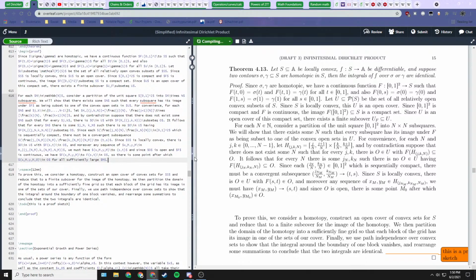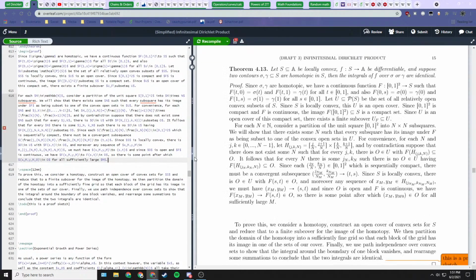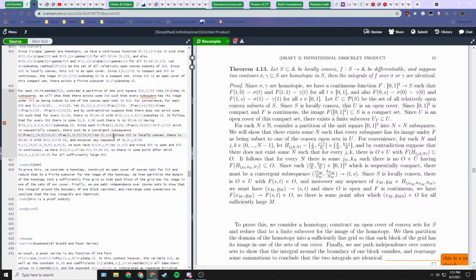So we can do this, since we're doing this by contradiction, we can actually construct this sequence. So we're saying for each n, let this be that. By contradiction, suppose there's not this, so that f of the tile is a subset of O. For every n there is a j sub k such that there's no O in U having this subset to this. Each of these is sequentially compact, and must have a convergent subsequence. S is locally convex. We do have an open set, and so we can say double subscript. I'll fix that in a second.